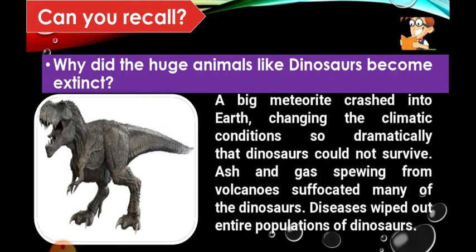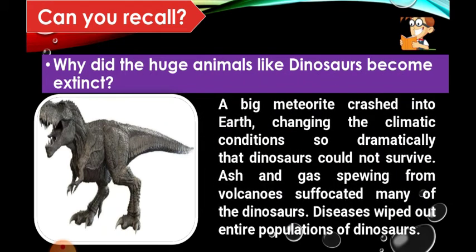Okay, so the reason behind it, there are certain theories which say that there was a big meteorite. A meteorite, you might have heard about the falling star, right? A falling star is not a star, it's actually a meteor, which when it falls down on the earth is called a meteorite. So it is believed that a big meteorite crashed into the earth, changing the climatic conditions, because it increased the temperature.